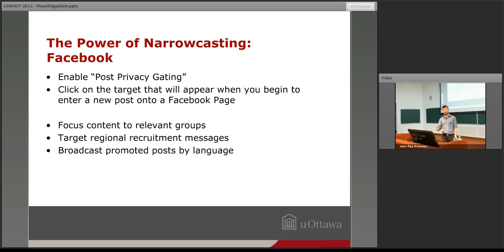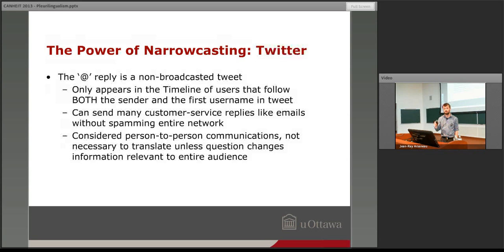Twitter, again, I'm always surprised by so many people don't know this. If you start a tweet with the @ symbol, the first username that's contained within that tweet, only people that follow both the sender and that first username will see the tweet in their timeline. So that's considered a reply if it starts with an @ mention. So you can send those all day long and almost no one will see them unless your entire network is connected. So this is how we send customer service tweets.